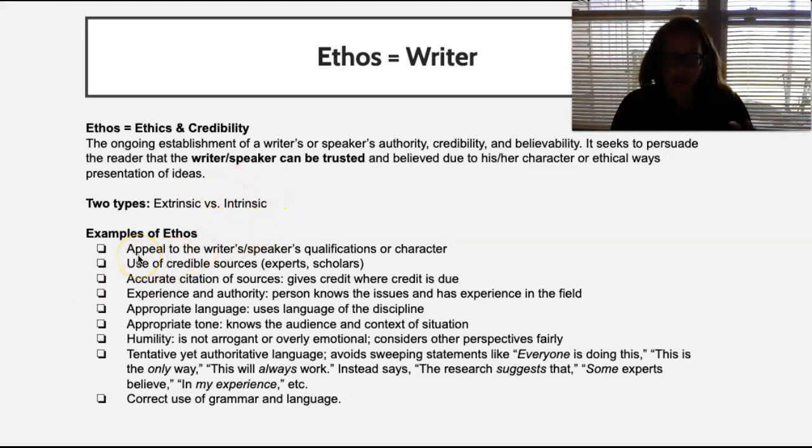So a couple of other examples, just to list some things out. Appealing to the writer's or speaker's qualifications or character. Qualifications are more that extrinsic. Your credible use of sources is more coming out of the writing. It's intrinsic. Accurate citations, experience and authority. So the person knows the issues or has experience in the field. If that's you, that would be an extrinsic example of expertise.